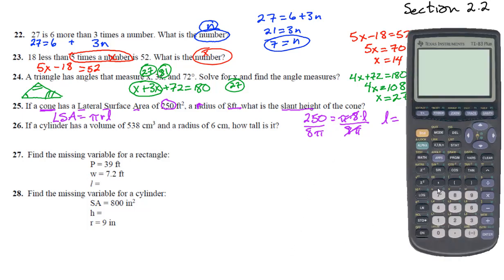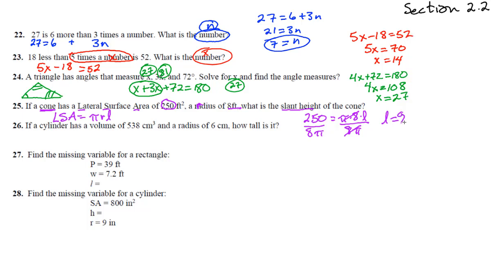Let's pull up our handy dandy calculator and turn it on, and we get 250 divided by, make sure you put the 8 and the pi both on the denominator. If you leave off these parentheses, your calculator might just go left to right and go 250 divided by 8 and then times by pi instead of having pi on the bottom. And we get 9.947, 9.95. This area is feet squared, radius is feet, so the length here is feet.